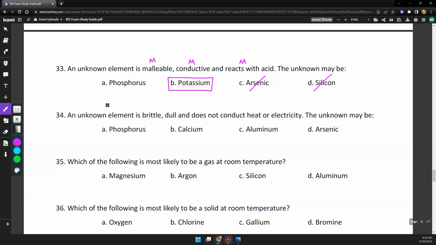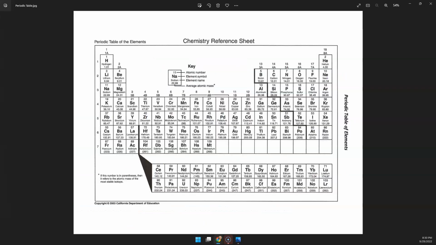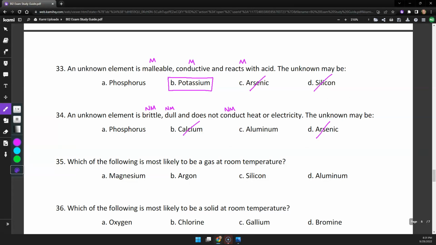Okay, an element is brittle. That's nonmetal. Dull, that's a nonmetal. And does not conduct heat or electricity. That's a nonmetal. What is it? Arsenic is a metalloid. Can't be that. Calcium and aluminum are both metals. So we've got aluminum, calcium. They're both to the left of the staircase. It can't be those. So it would have to be phosphorus.